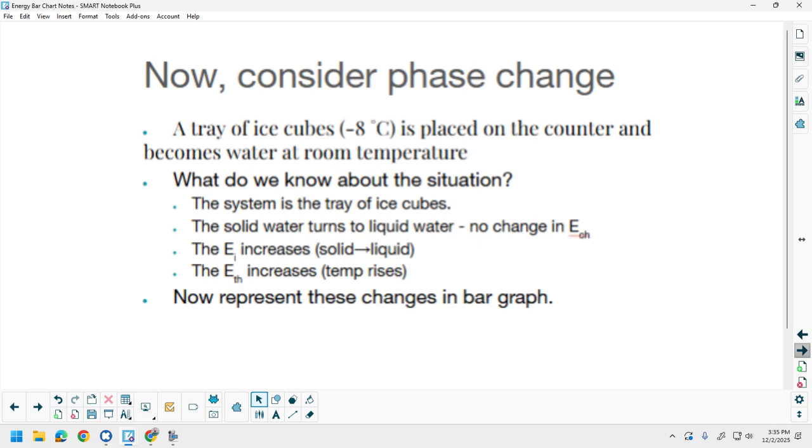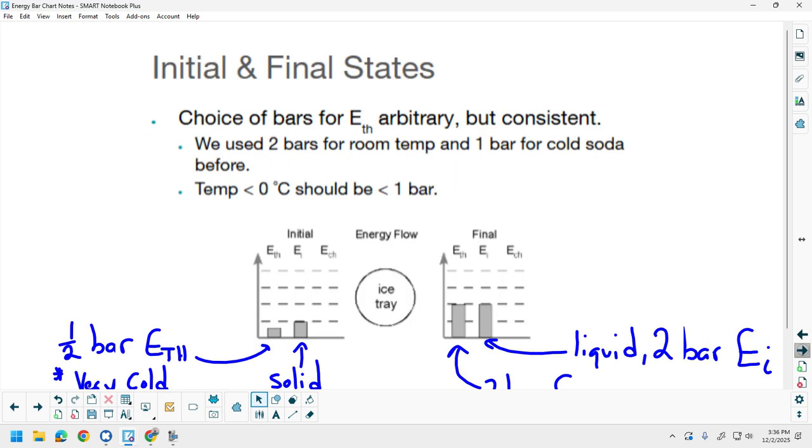We also know that solid water turns into liquid water. That's a physical change, so no chemical energy change is necessary. Again, we're going to be ignoring that in all these examples. We know the interaction energy changes because we went from solid to liquid. So if you have a phase change, interaction energy changes. We also know the thermal energy has to change because the temperature went from -8 to room temperature, which is about 20 degrees Celsius. So what would that look like in our energy bar charts?